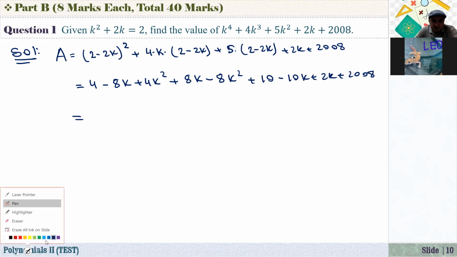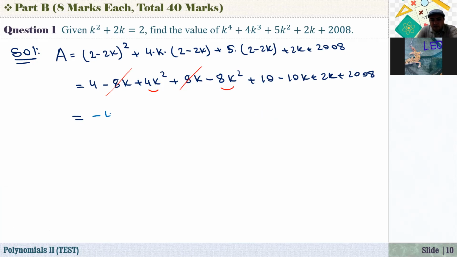Equals, now let's just simplify. Here we have this 8k and minus 8k plus 8k, they are gone. And also here we have 4k squared minus 8k squared. So we can write it as minus 4k squared. Now also they are gone. And here we have minus 10k plus 2k, that is minus 8k, right? And here we have 4 plus 10, it is 14, and 14 plus 2008 is equal to 2022.